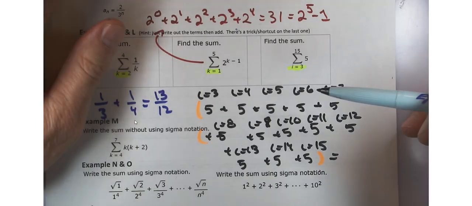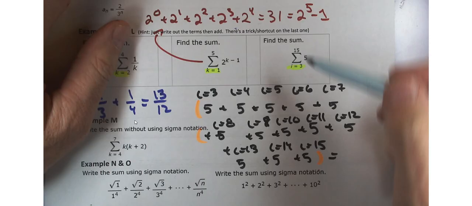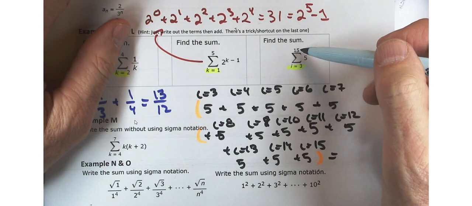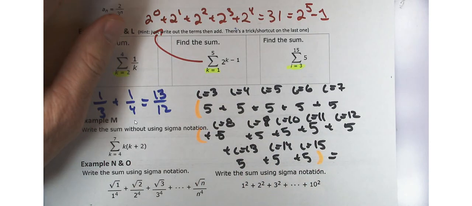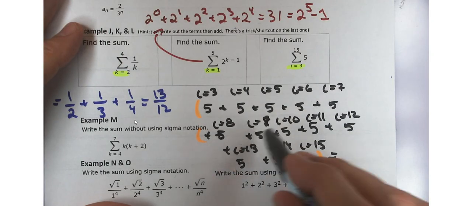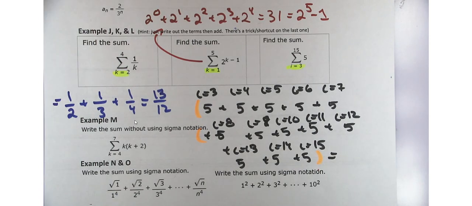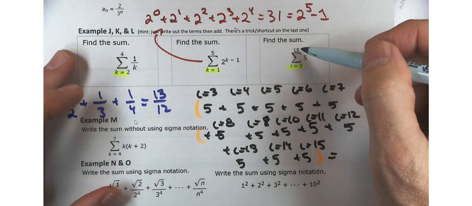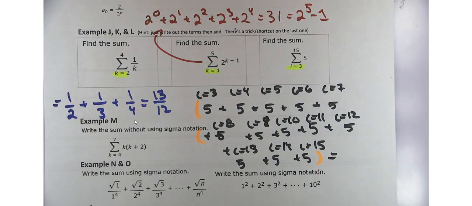Well, if you counted these up, the number of 5s you have, you might be tempted to say, oh, well, it's going to be 15 minus 3. That's 12. But when you count them up, you get a different number, right? 1, 2, 3, 4, 5, 6, 7, 8, 9, 10, 11, 12, 13. So when you're counting these up, it's going to be the top number minus the bottom number plus 1. That's how many terms you're going to have in that summation.